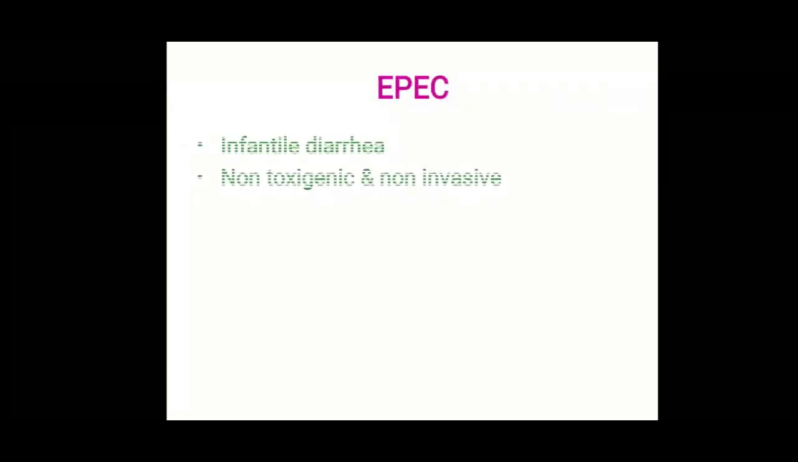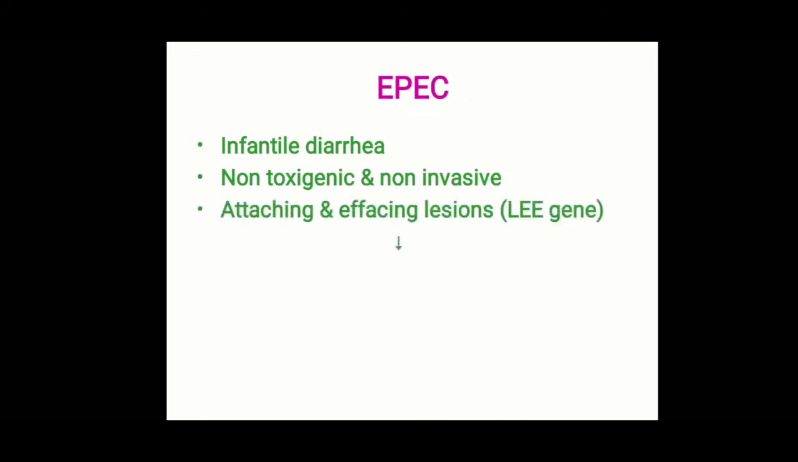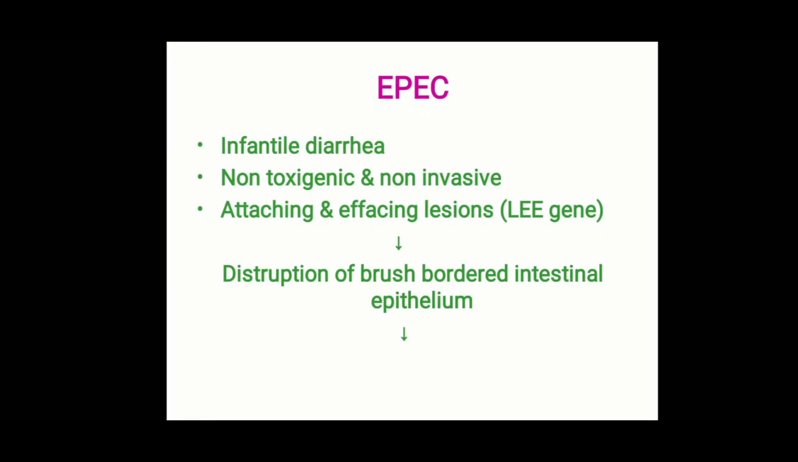Enteropathogenic E. coli. They cause infantile diarrhea. They are non-toxigenic and non-invasive. The attaching and effacing lesions caused by LEE gene causes disruption of brush-bordered intestinal epithelium, leading to increased secretion and watery diarrhea. Enterotoxigenic E. coli causes traveler's diarrhea.